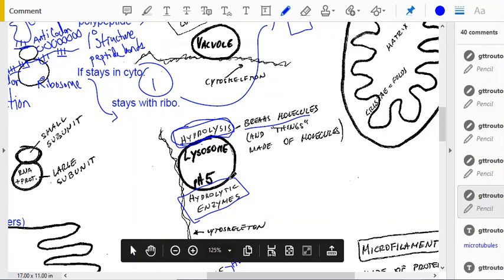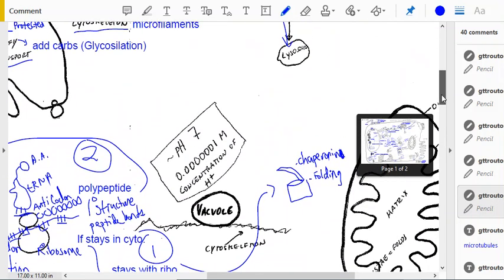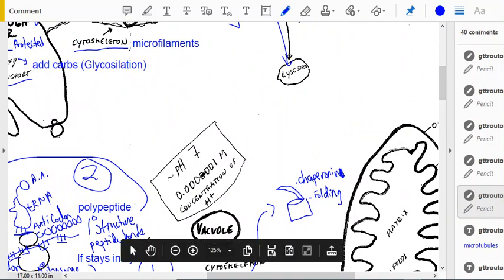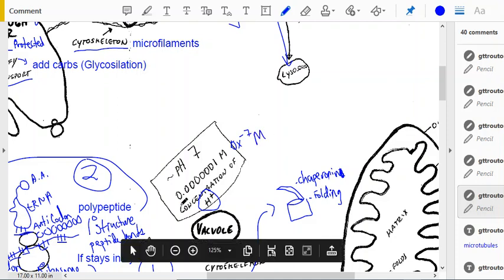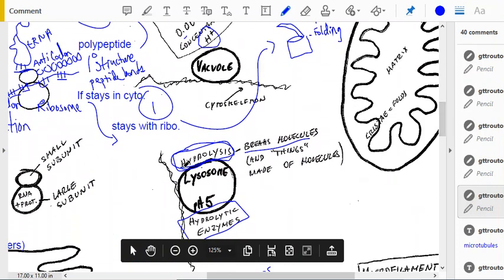Peroxisomes are very similar to lysosomes in the fact that they're also digesting material in the cell. While we're talking about the cell in general, remember your cell cytoplasm does have pH, which means you do have a concentration of hydrogen ions, and that concentration, again, is 10 to the negative 7 molar. Which means the concentration of hydrogen ions in the lysosome is 100 times more, so 10 to the negative 5th molar.